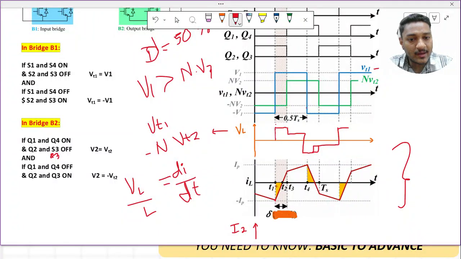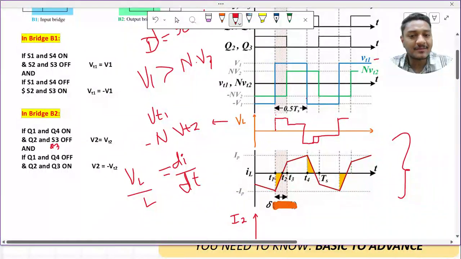Now here I have marked some regions, this one, this one, and this one. Those are called backward power flow regions. Just keep this term in your mind, this region we call a backward power flow region, and we will learn in detail what exactly it means in the next few classes.